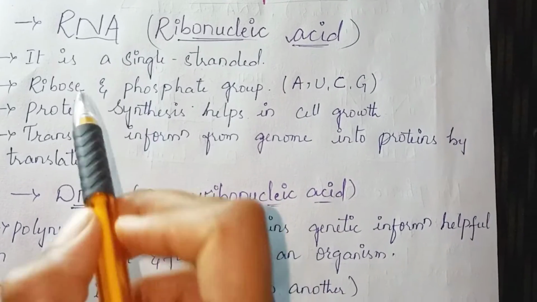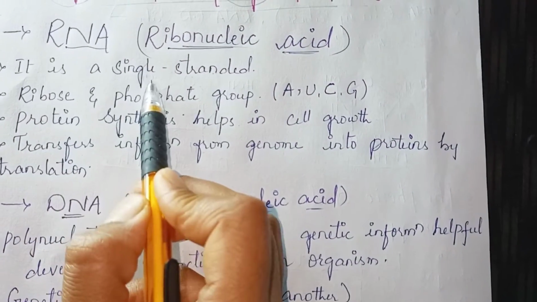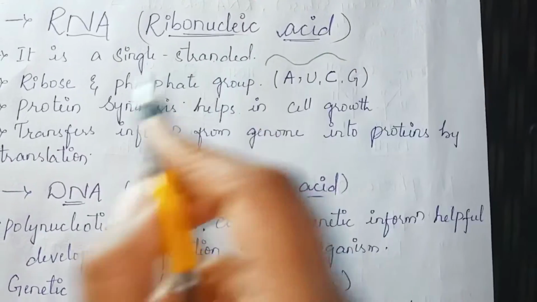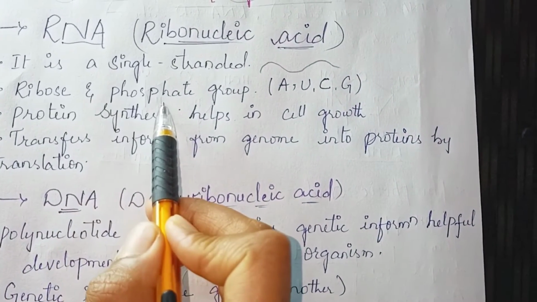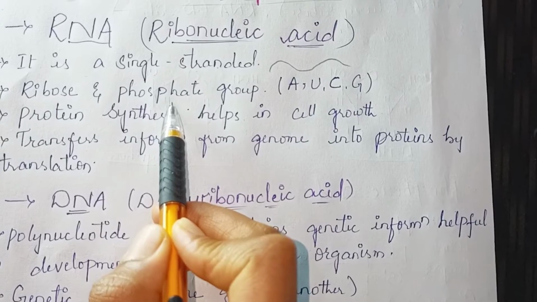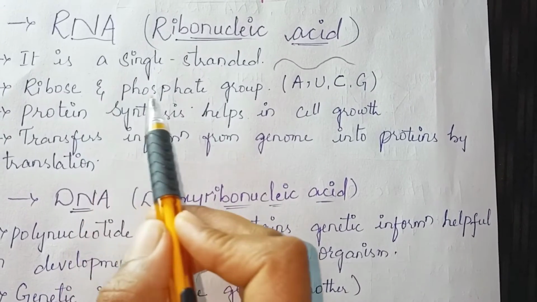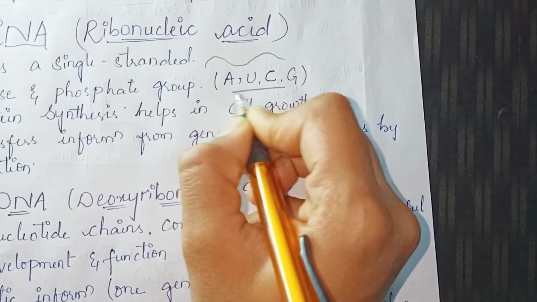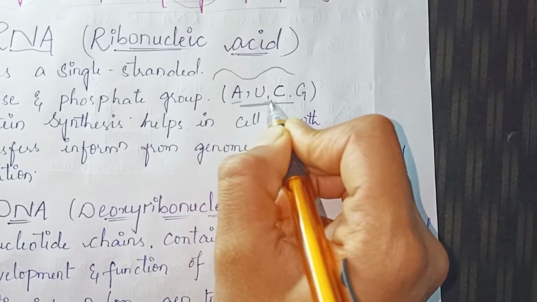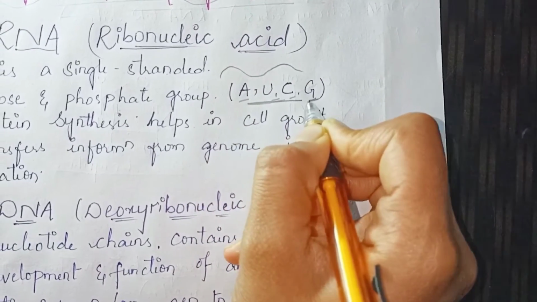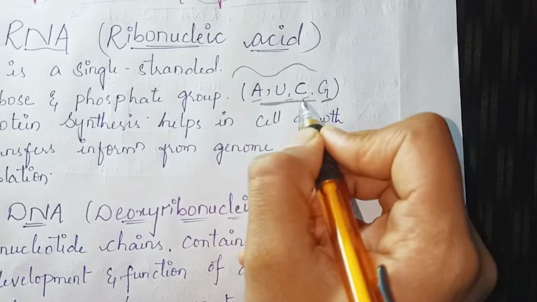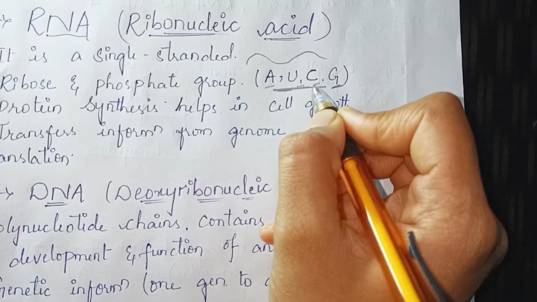In RNA, it is single stranded. RNA is only single stranded. RNA has ribose and phosphate groups, and along with that nitrogenous bases consisting of adenine, uracil, cytosine and guanine. So in bases we have AUCG instead of ATCG.